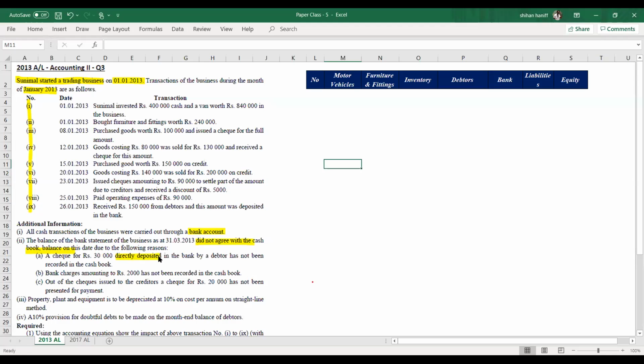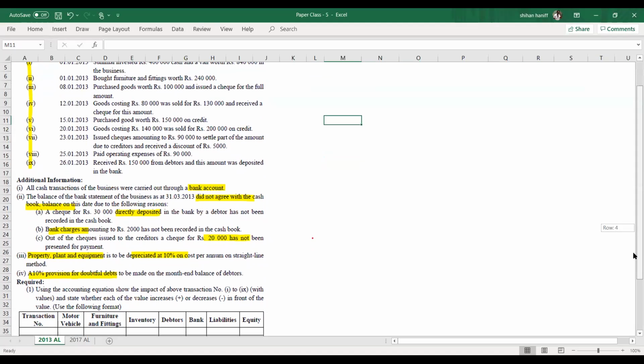There is a direct deposit, bank charges, and out of the checks issued, 20,000 not presented, unpresented check. Property, plant and equipment depreciated at 10% per annum. 10% provision for doubtful debt to be made on the month end balances of debtors.